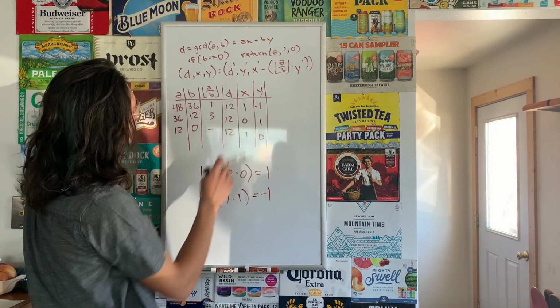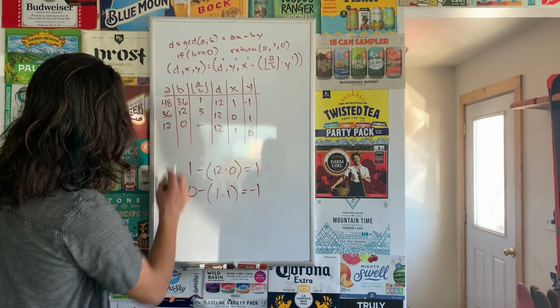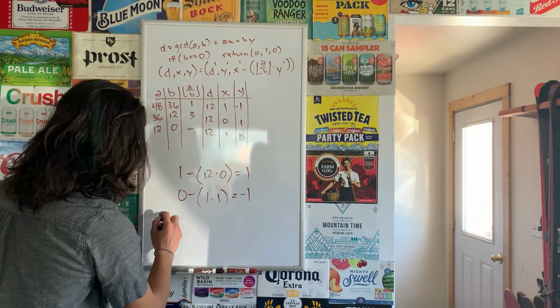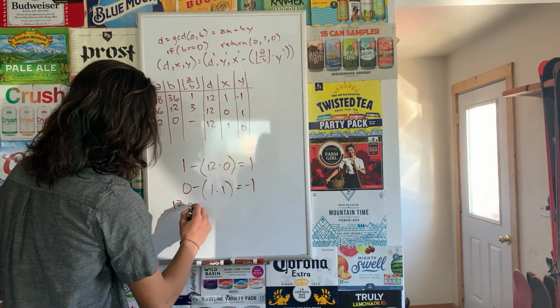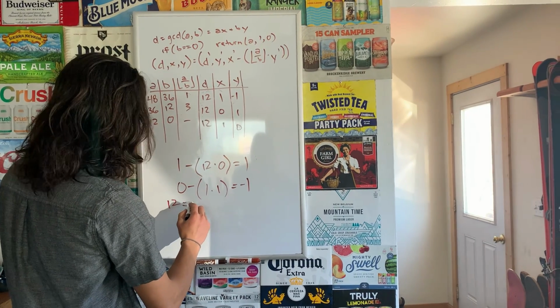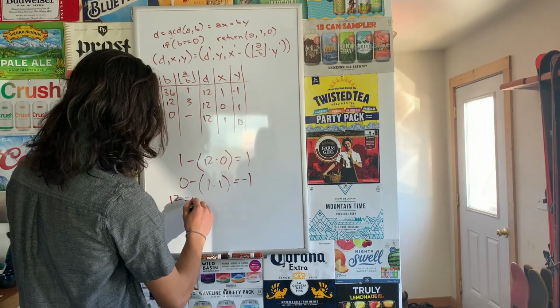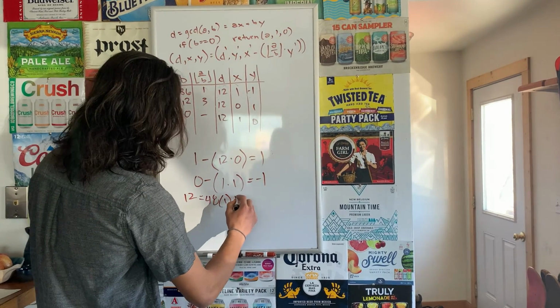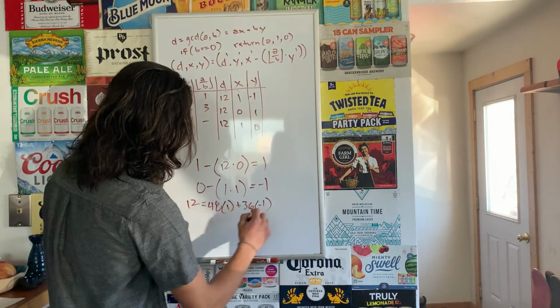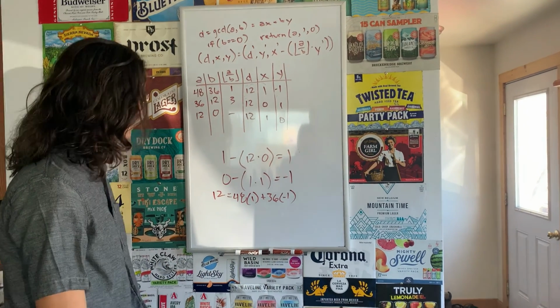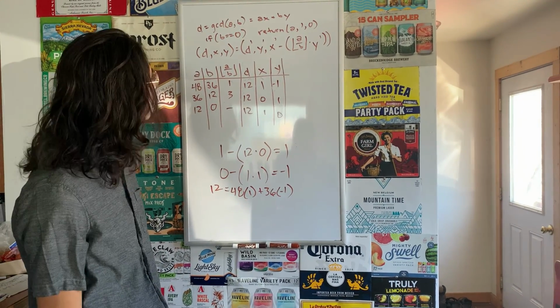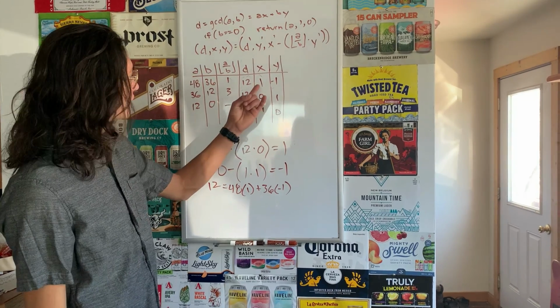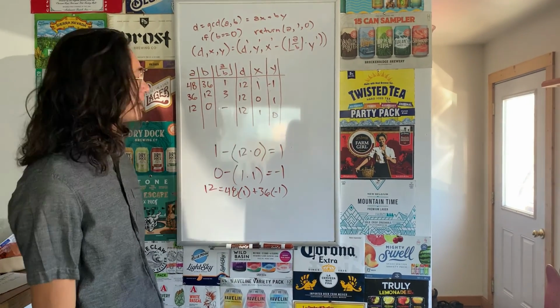So our two integer coefficients are x and y, and so we can solve our greatest common divisor. So 12 is our greatest common divisor, and that should equal our a value, which is 48 times 1, plus our b value, which is 36, times negative 1. If you calculate that out, 48 minus 36 is 12, and our two integer coefficients for a and b are 1 and negative 1.